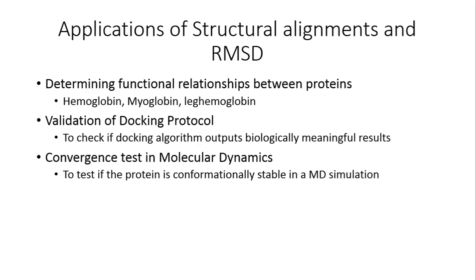Towards the application of this RMSD and structural alignments. As I have already told you, we are going to discuss this application of structural superimposition and RMSDs using three basic examples. In the first example, we would learn how we determine the functional relationship between proteins. For that, we would try to determine the relationship among hemoglobin, myoglobin, and leg hemoglobin as a typical example.